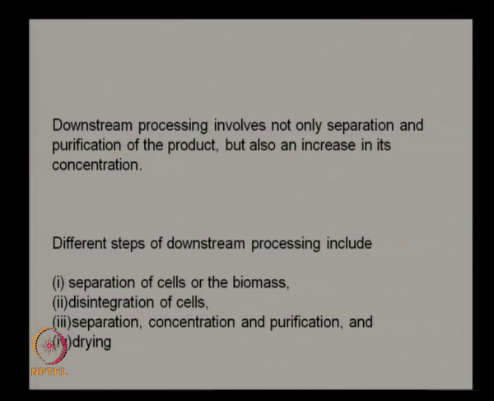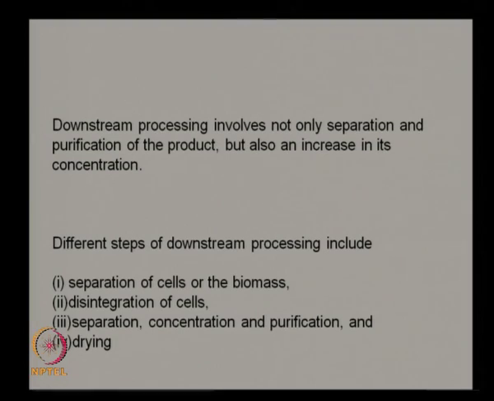So it not only involves separation and purification, but you are also increasing the concentration of your desired product. Like I talked about alcohol fermentation, after the fermentation, the amount of alcohol or ethanol in the broth may be 8%, 9%, but finally you want to make your concentration almost 90%. So you are not only purifying your product, you are increasing it to a very large concentration. So what are the different steps in the downstream process?